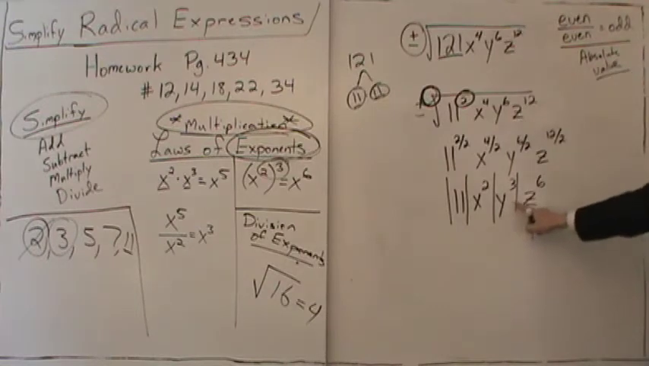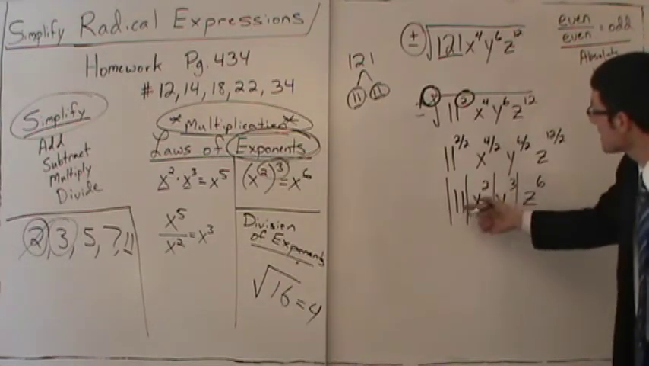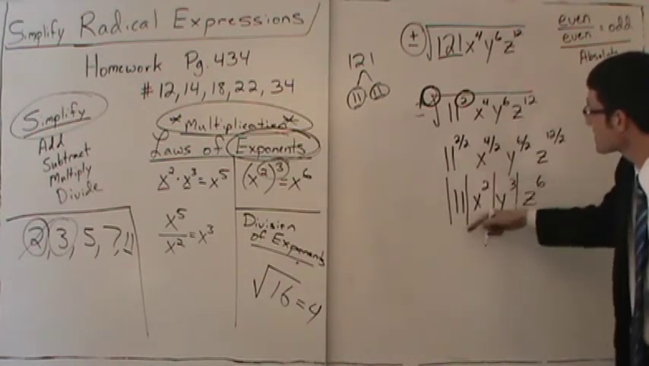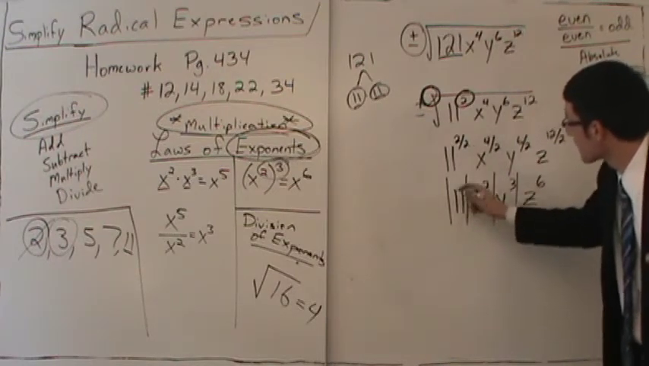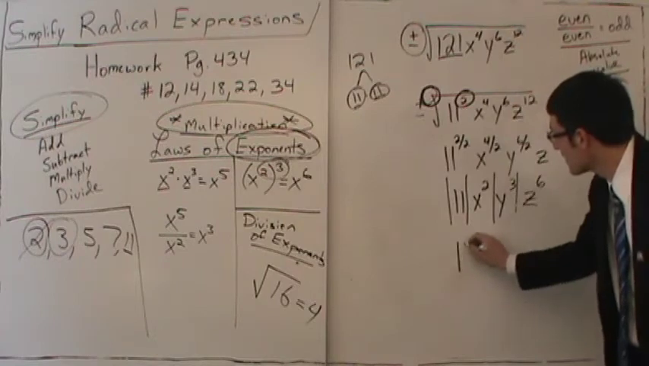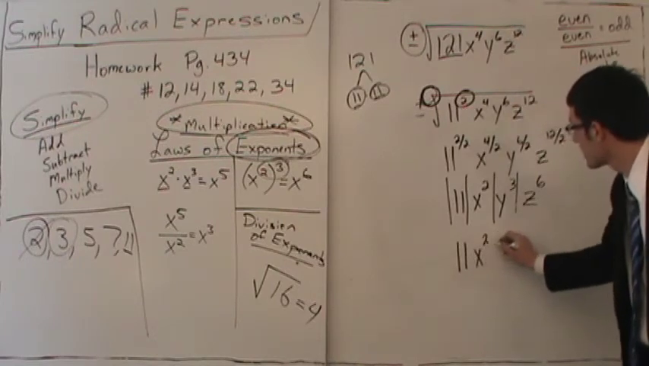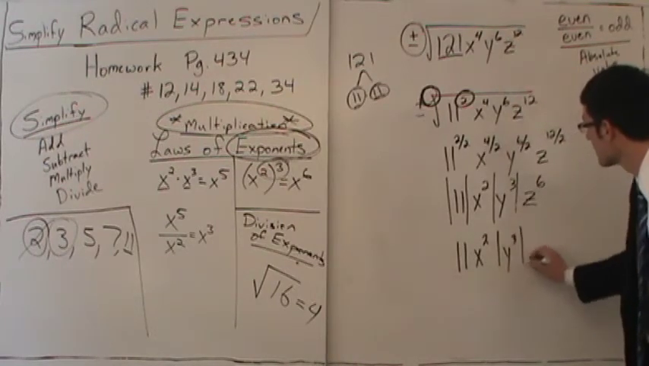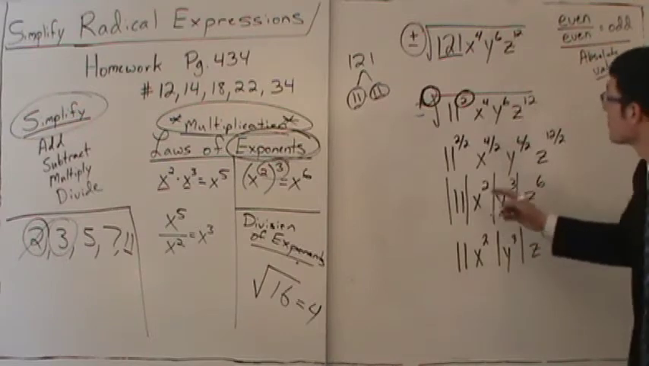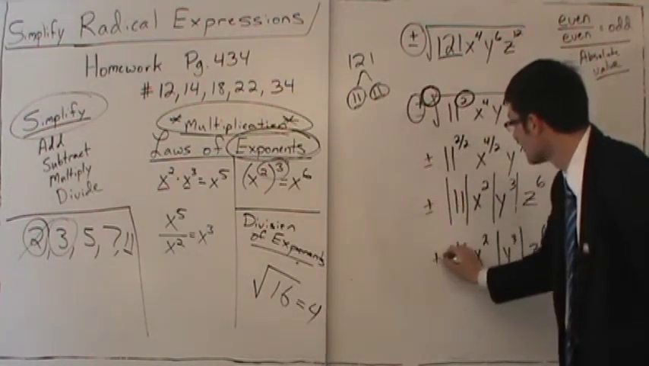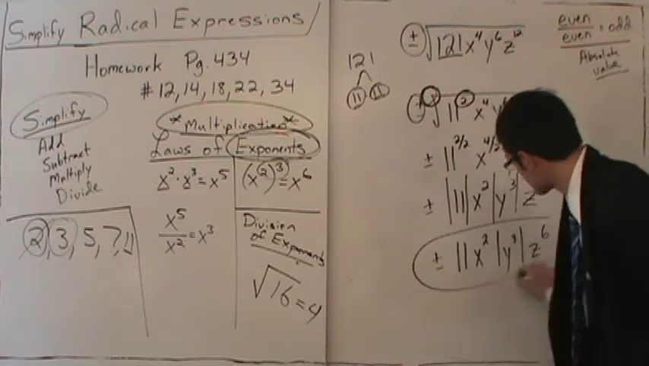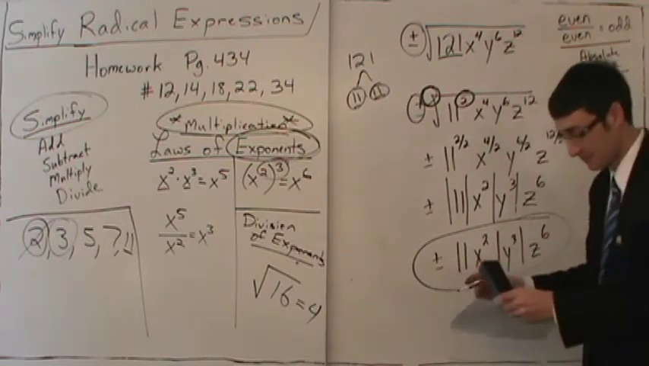So we put absolute value around the y cubed or absolute value around the 11. Is the absolute value around the 11 necessary? No, it's not. Because 11 is already a positive number. Because the absolute value of 11 is what? 11. We get x squared, absolute value of y to the 3rd, z to the 6th, and you're done. What did we forget? We forgot the plus or minus. The plus or minus is just sitting out front. So your final answer is this. Okay, plus or minus sitting out front.